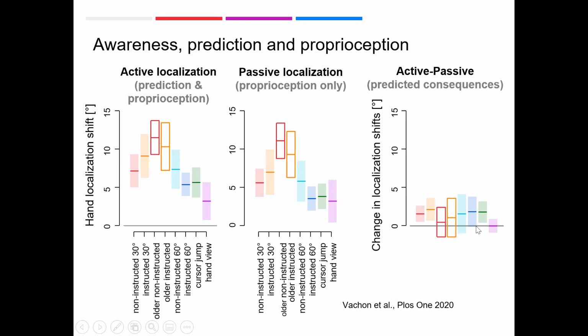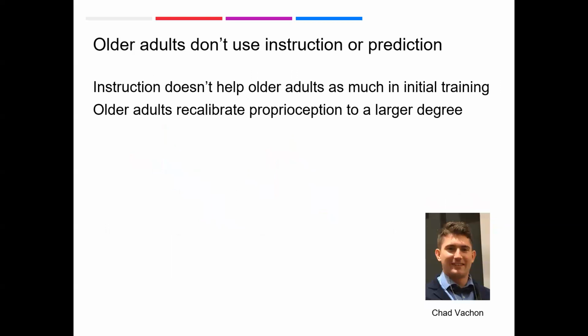In fact, when we see the difference, it's only minimally larger. But maybe it might be that this huge shift or misperception of where the hand actually went is at the saturation point, so that any further changes that might be produced because of this updated prediction are not detectable. Okay, so instruction doesn't help older people as much as an initial training, and older adults recalibrate proprioception to a larger degree.